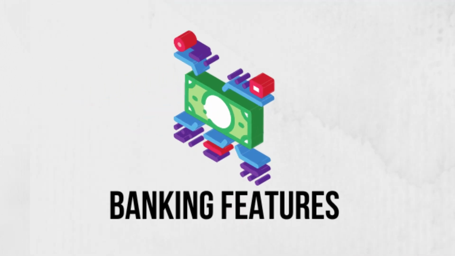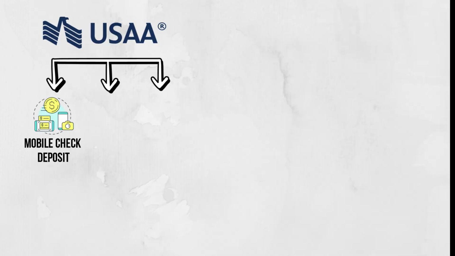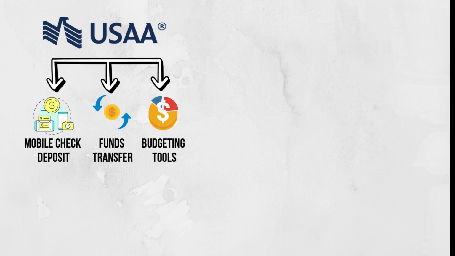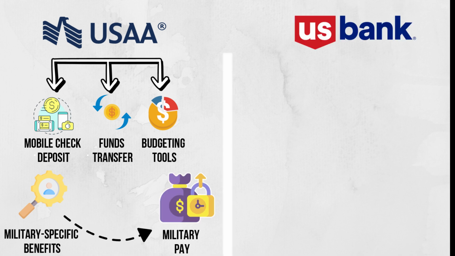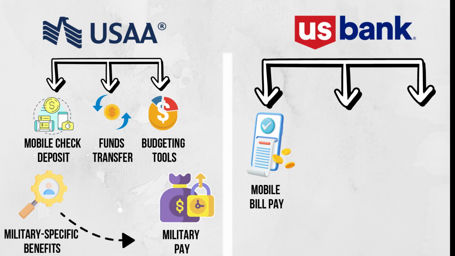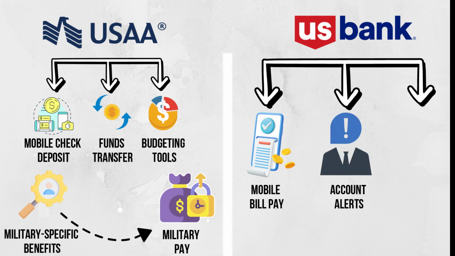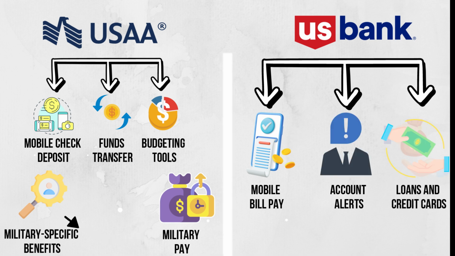Banking features. Understanding core banking features helps evaluate each platform's usability and benefits. USAA Mobile includes mobile check deposit, funds transfer, budgeting tools. It also offers military-specific benefits like early direct deposit for military pay. US Bank Mobile Banking features mobile bill pay, account alerts, and access to loans and credit cards.